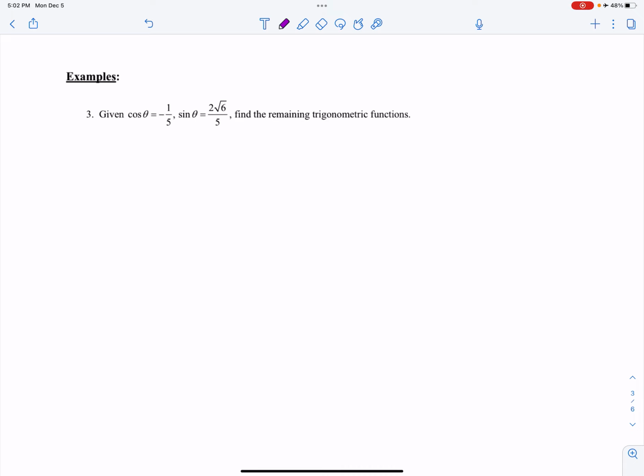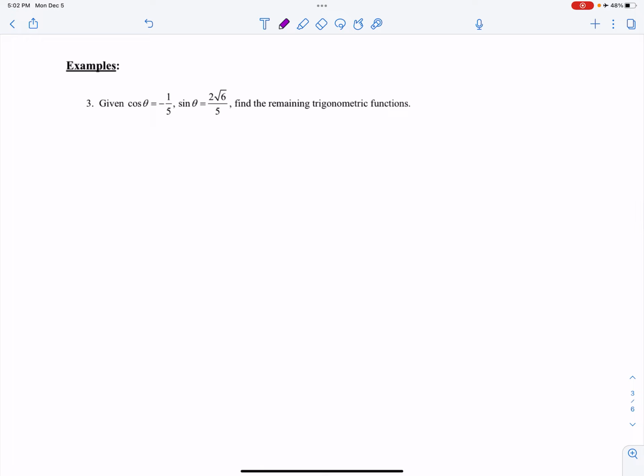Okay, if we are given cosine theta equals negative 1/5 and sine theta equals 2 radical 6 over 5, find the remaining trig functions. So we're looking for tangent, cosecant, secant, and cotangent. So let's write those down. We have cosine, we have sine, we're looking for tangent theta, we're looking for cosecant theta, we're looking for secant theta, and cotangent theta.